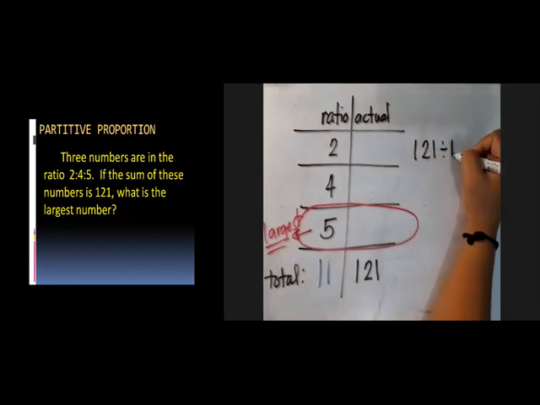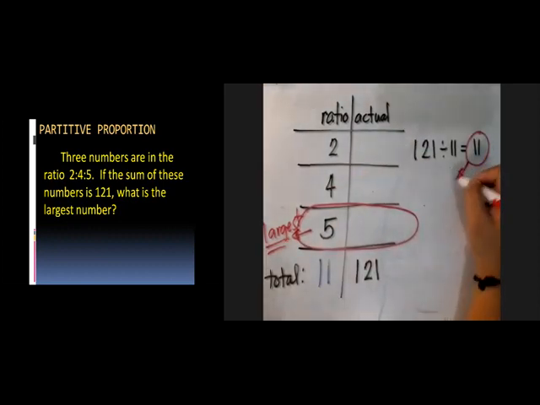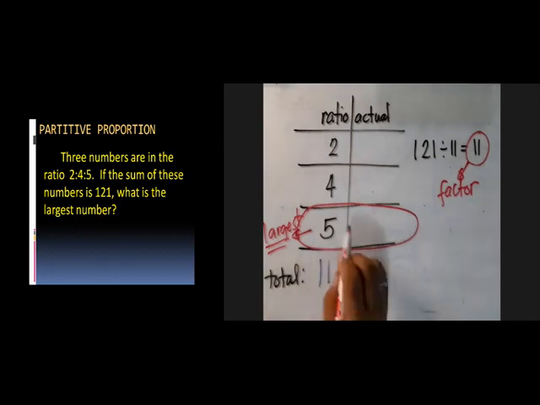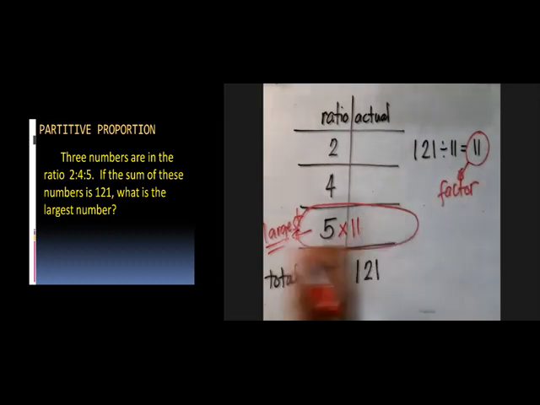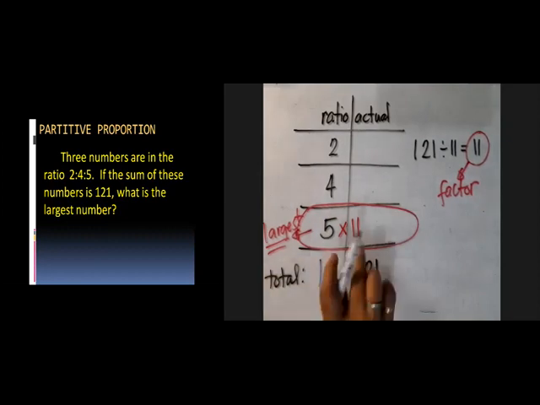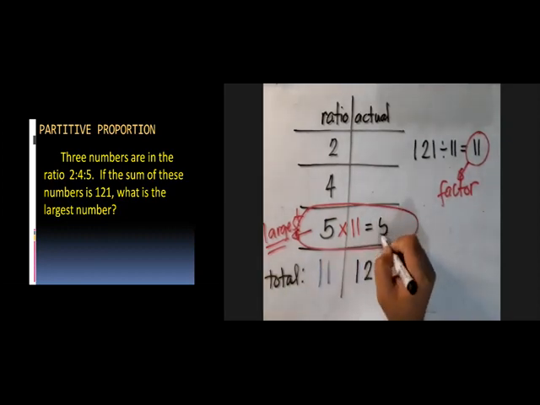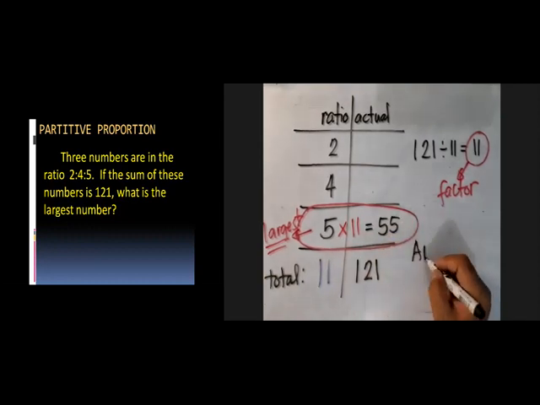121 divided by 11 is equal to 11. Okay? Yung 11 na yan yung ating factor. Kagaya ng nauna, since factor siya yung ipang-multiply natin. But since the problem asks you to solve for the largest number, meaning yung 5 lang ang i-multiply natin sa 11. Okay, so 5 times 11. Lagyan natin dyan yan. What is 5 times 11? It's 55.